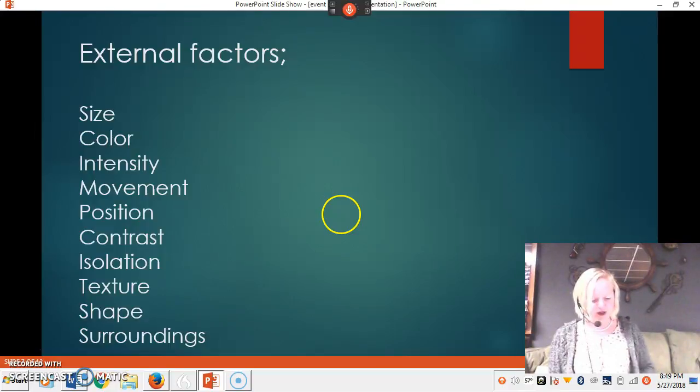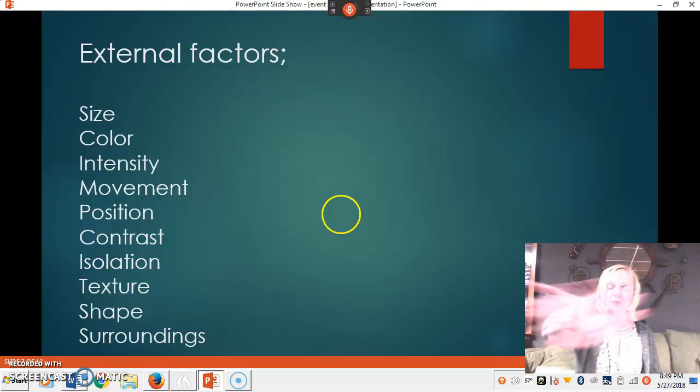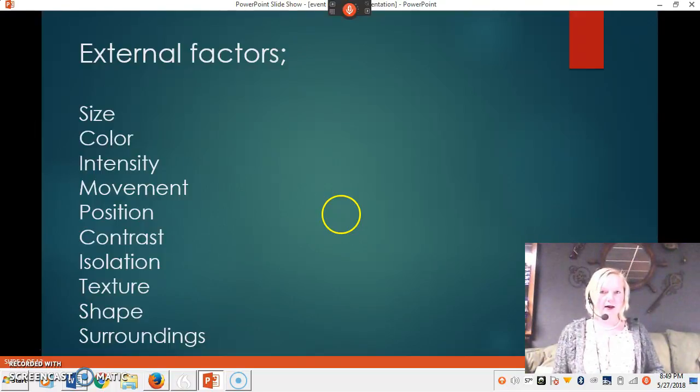Texture kind of was interesting. It refers to, if it's on carpeting or something, it might, sorry, my cat is in front of my computer screen.